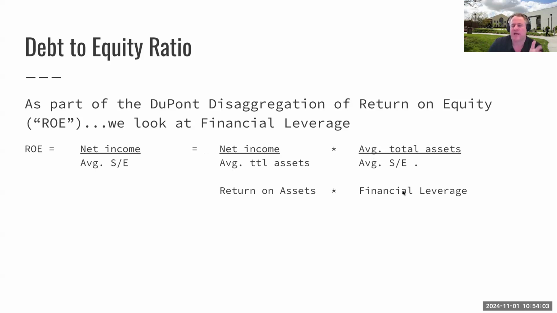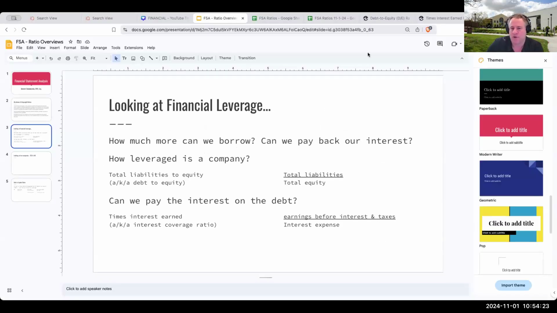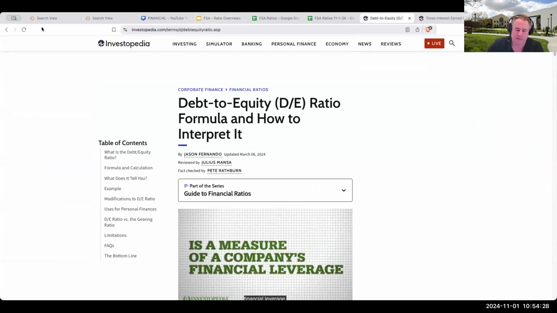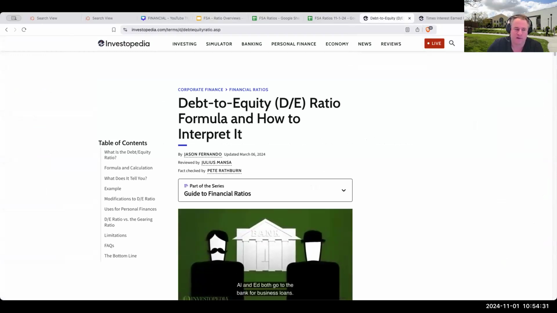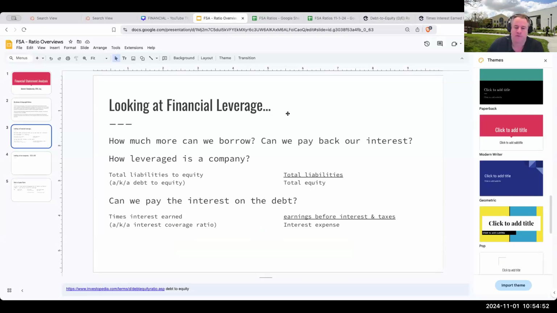Now, when we look at financial leverage, the ratios I'm going to show you are not necessarily part of the DuPont, but they give us some background in terms of how much more we can borrow, and how we pay the interest on that debt. The first one we're going to look at is over here, and I will leave the links to these in the comments below so you can find these on your own. So the first one is basically how much more can we borrow.